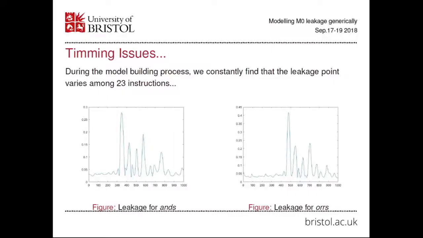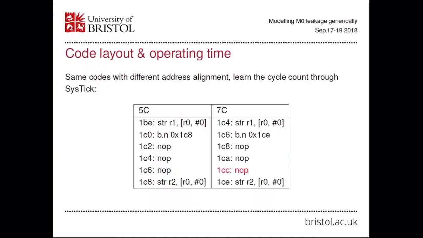During our experiments, we constantly found that the leakage for different instructions doesn't really lie at the same location on the trace. As we can see here, the left figure is an AND instruction, and the right is an OR instruction. So it seems like the leakage of the OR instruction has been delayed for a while. And we further found out this has something to do with the specific code layout.